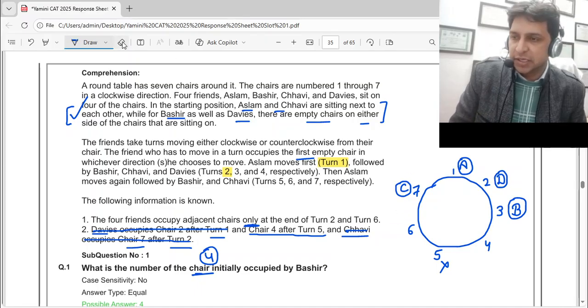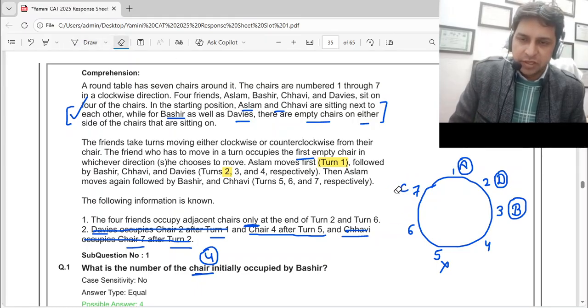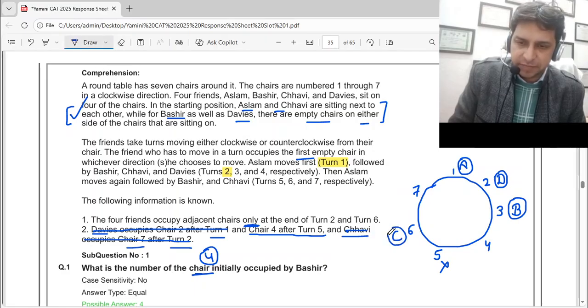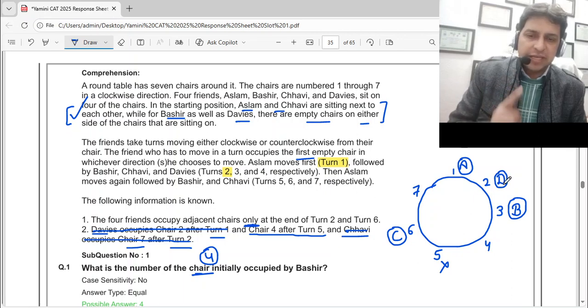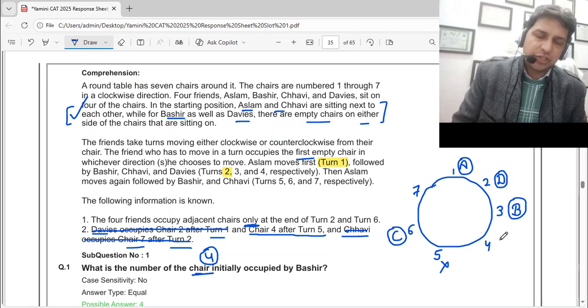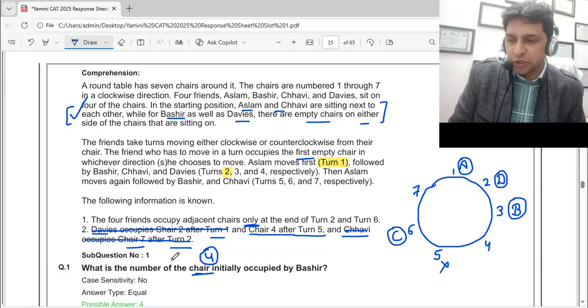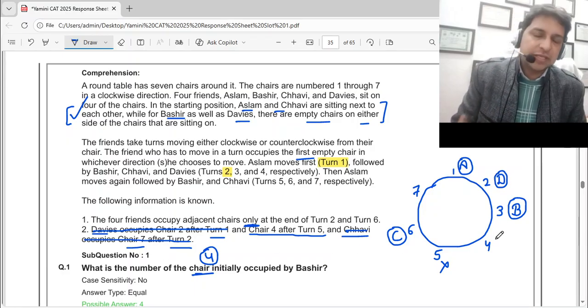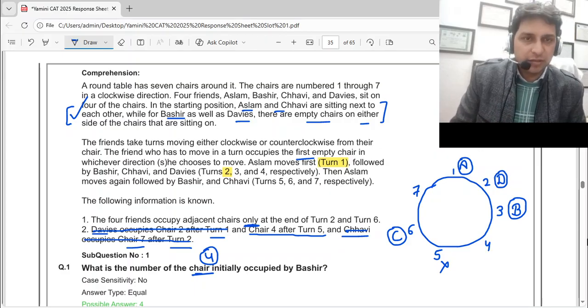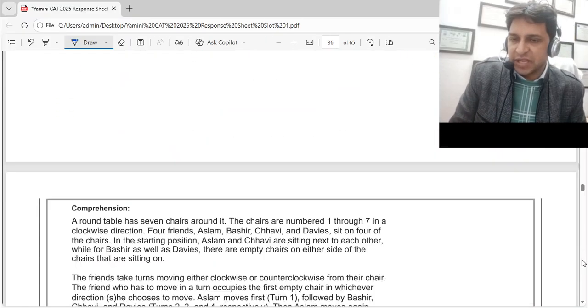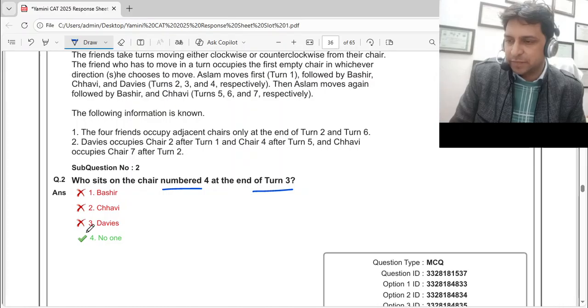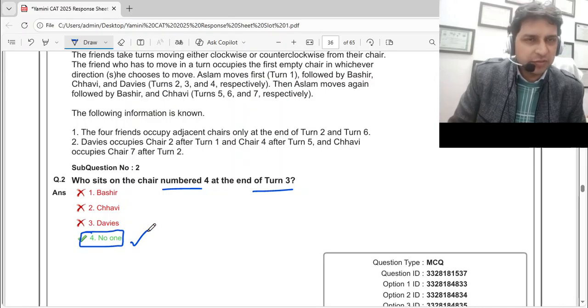That means in turn 3, C comes to chair number 6. Now D has the chance to move to chair number 4. But before that, we have the answer to our question. The question we had was who sits at chair number 4 after turn 3. There's no one. That means the answer to this question is no one. Quite a simple, straightforward question, doable.